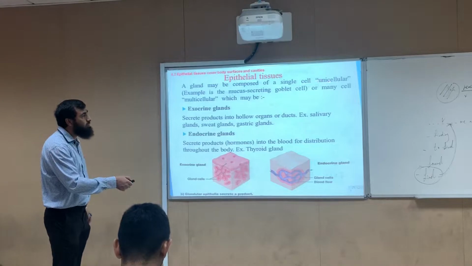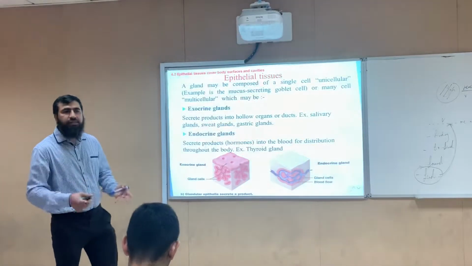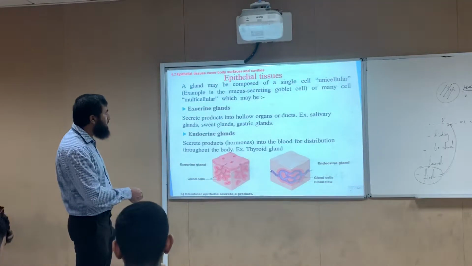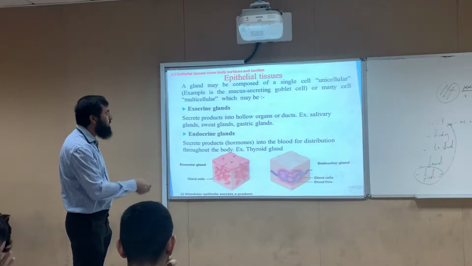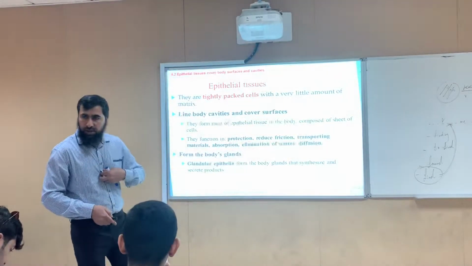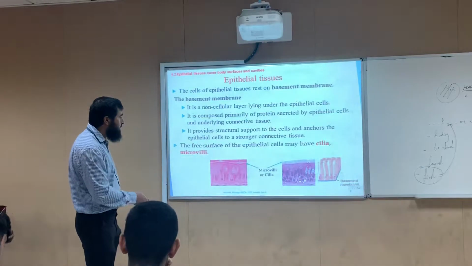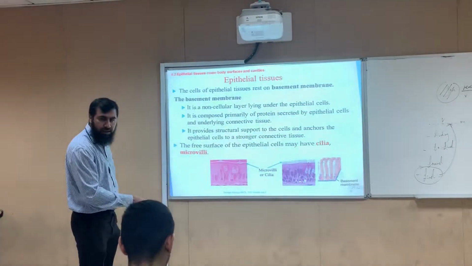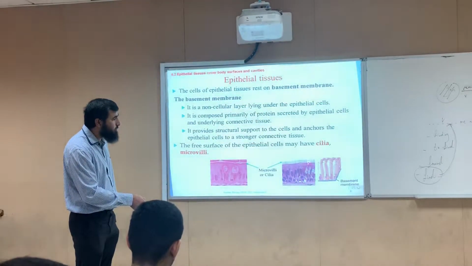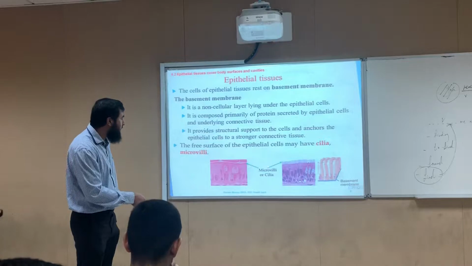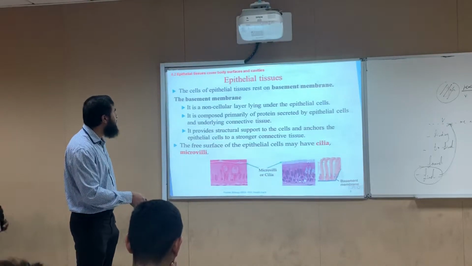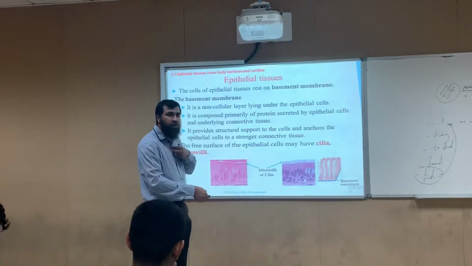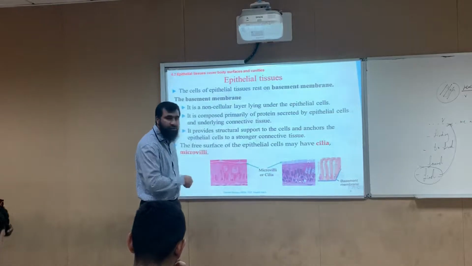Sometimes they can be unicellular, okay? A single cell can act as a gland. In this case, a goblet cell. We find this in our trachea, as an example. You see this cell here looks different to that. It looks more clear. This is a goblet cell. It secretes mucus in the trachea. In the trachea we also find these little hair-like structures called cilia.